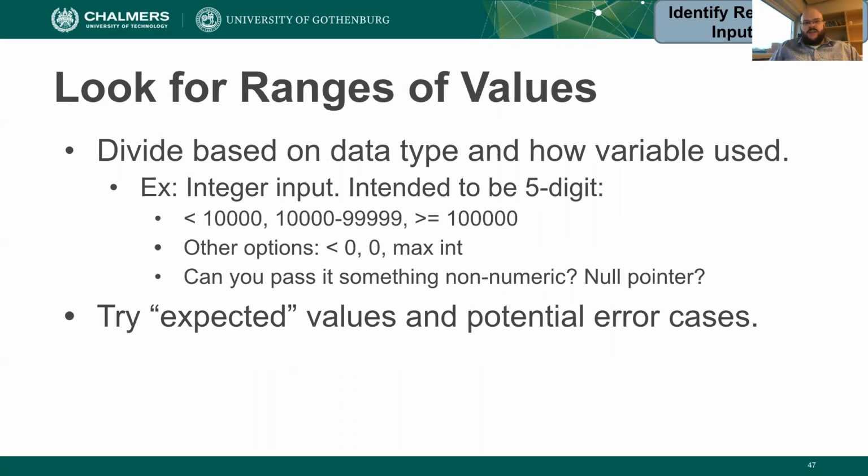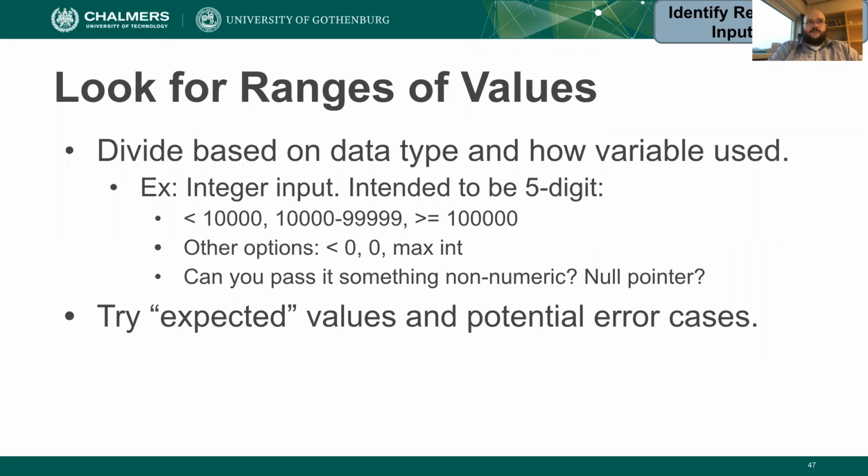When you're dividing input into different input partitions, it's natural to look for how you could split the values of the inputs into discrete ranges. So divide based on its data type and how the variable is being used. For example, any value from a particular input range should have a similar effect. And so maybe you have an integer input, and you know it's intended to be used as a 5-digit integer. It's maybe a postal code, between 10,000 and 99,999.